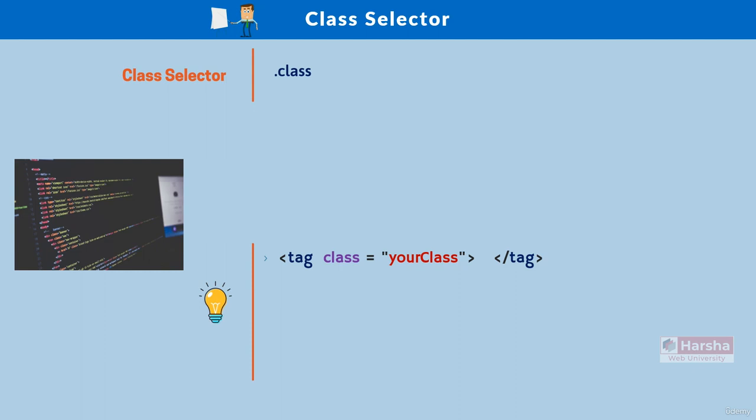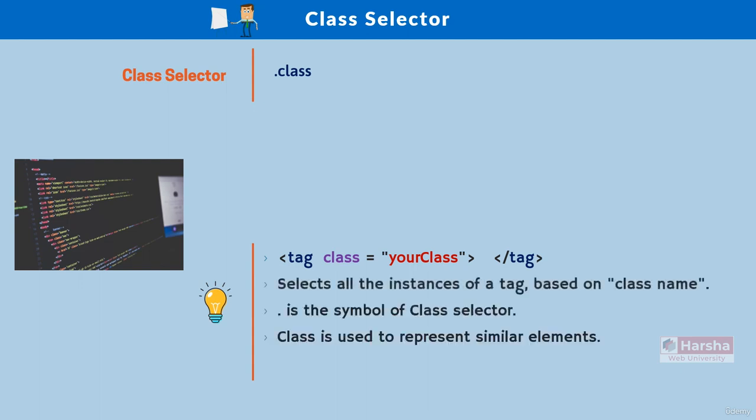You can apply multiple class names for the same tag as space separated values inside the class attribute. So a common class name is used to represent similar elements such as a list of cities or list of countries or any two or more elements that must have a common appearance. So the class name can be used multiple times within the same web page.